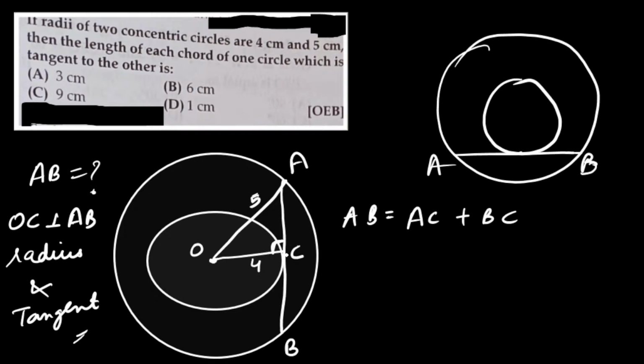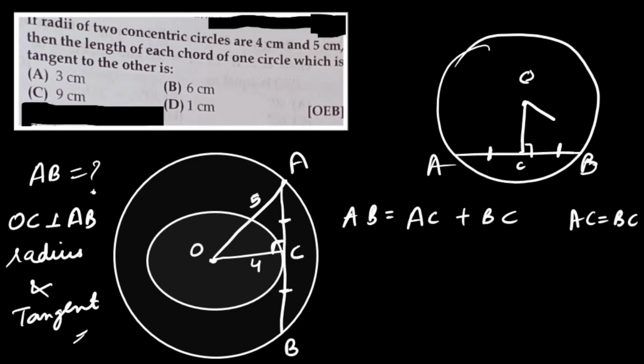So from the center, a perpendicular bisects the chord. The same concept which I used in the previous question also. From the center, OC is perpendicular, so it will bisect. If we only see the bigger circle, OC is perpendicular from the center, so it will bisect the chord. That means AC is equal to BC, because the perpendicular from the center will divide the chord into two equal parts.